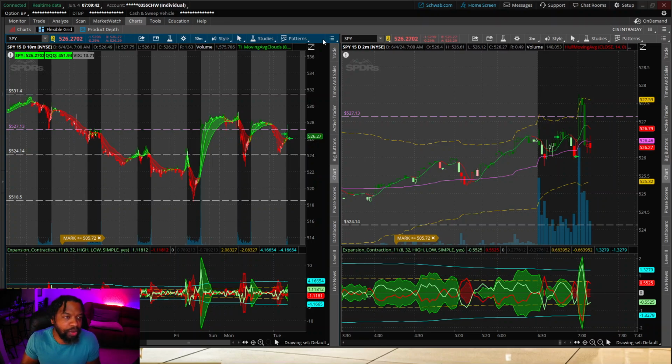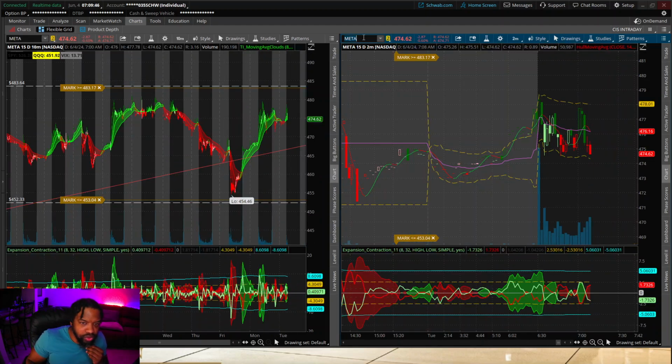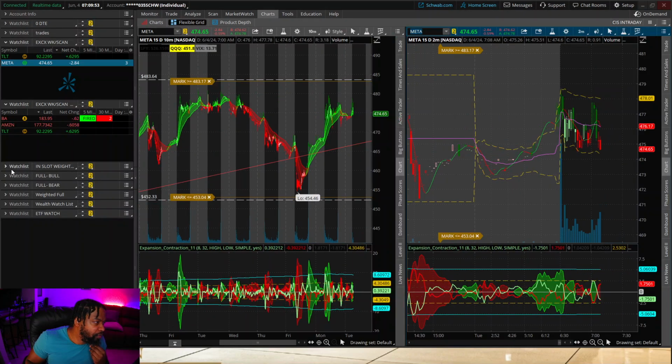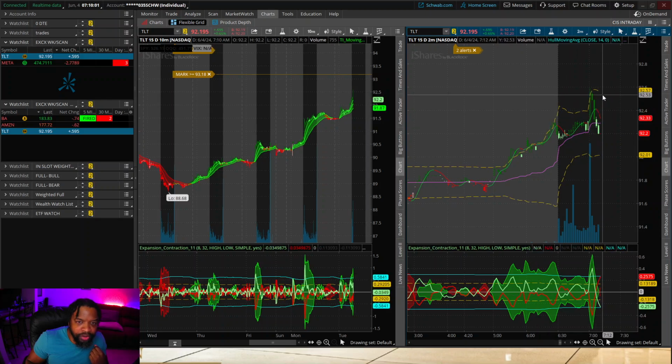Not looking to take in a short. Let's go check out our boy Meta. See how he's holding out. Okay, still barcoded. Yep. And then let's see if we have, we'll pull up over here and see if we got any juicy plays. So you've got TLT here, out the gate, kind of ran for the border there. Very nice.